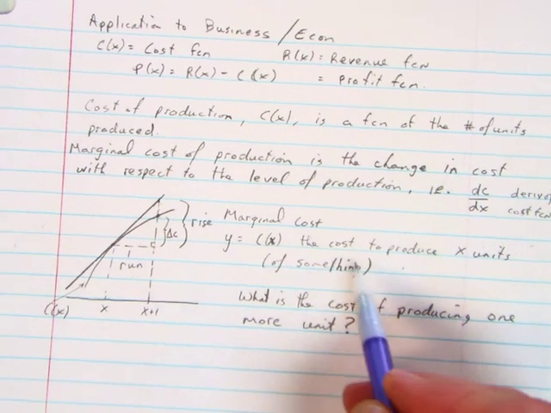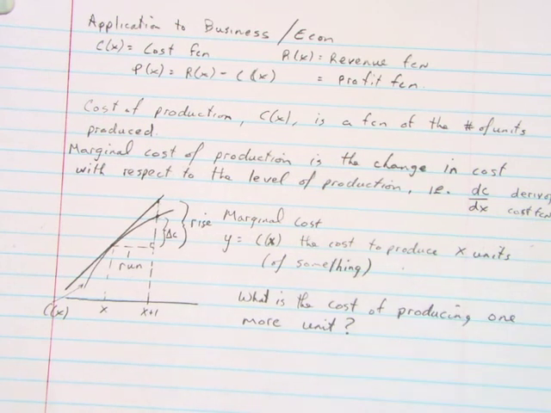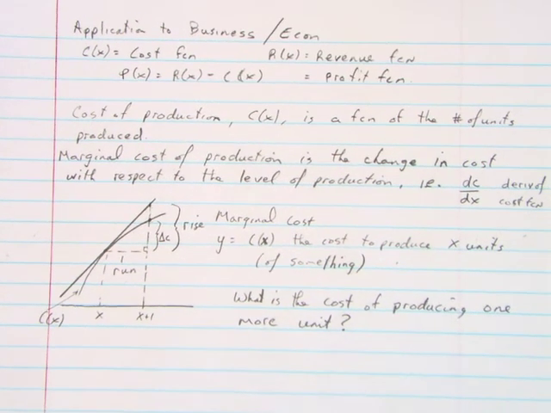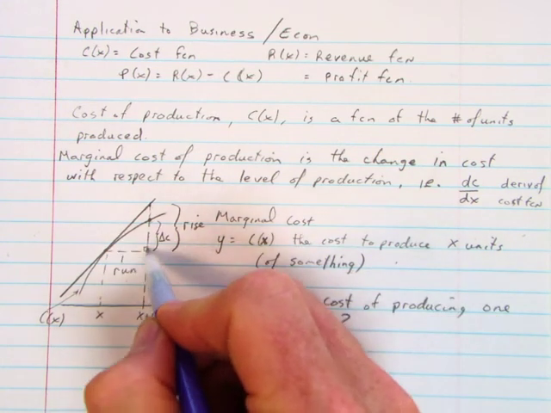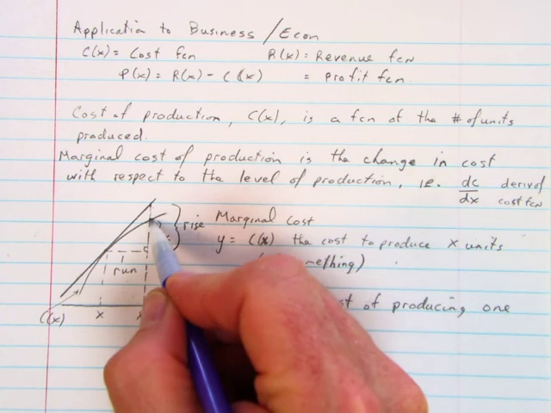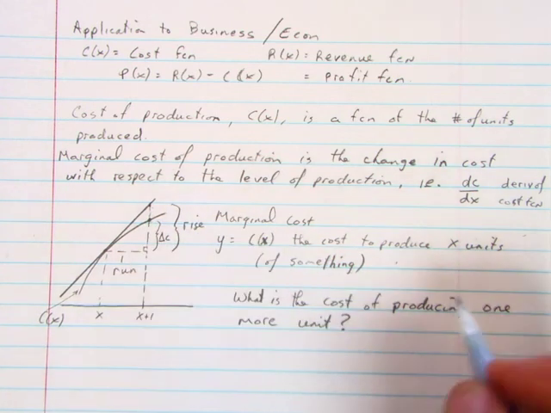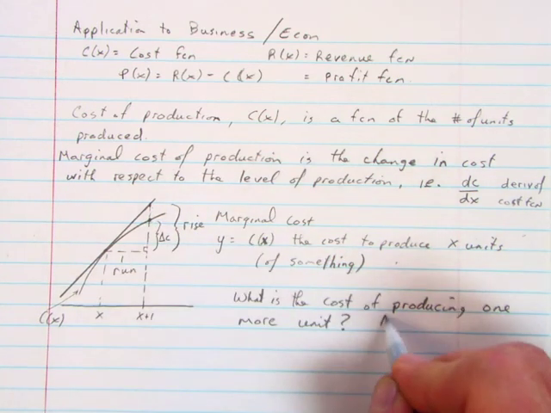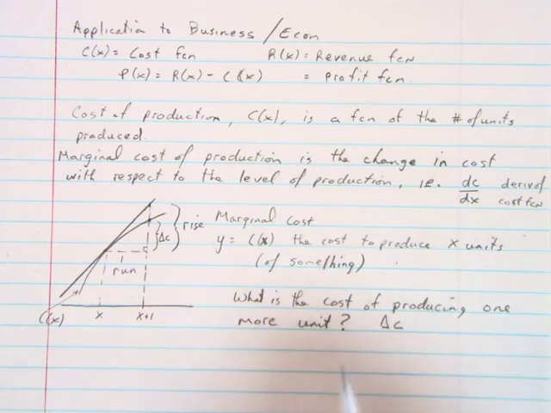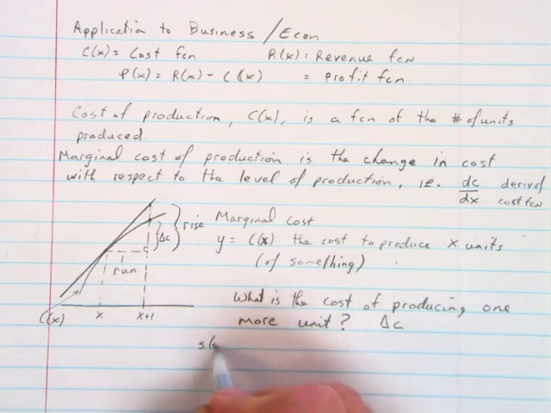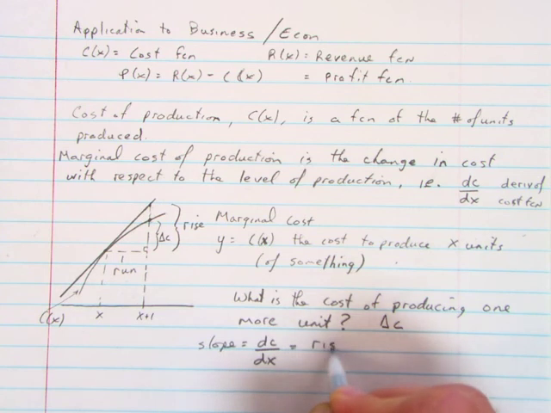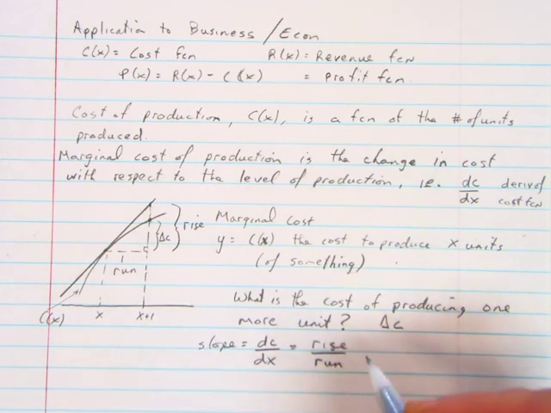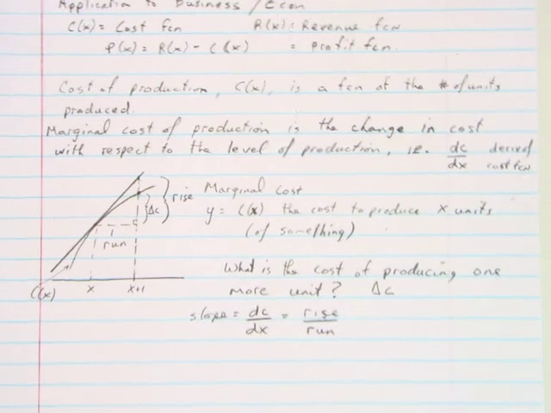C of x is the cost to produce x units of something, no matter what it is. What is the cost of producing one more unit? What is the exact cost to produce one more unit? Well, that's what we did right here. That would be C of x plus 1 minus C of x. This is our delta x. Now, we have the slope of our line equals the derivative of the cost function, and this equals our rise over our run.